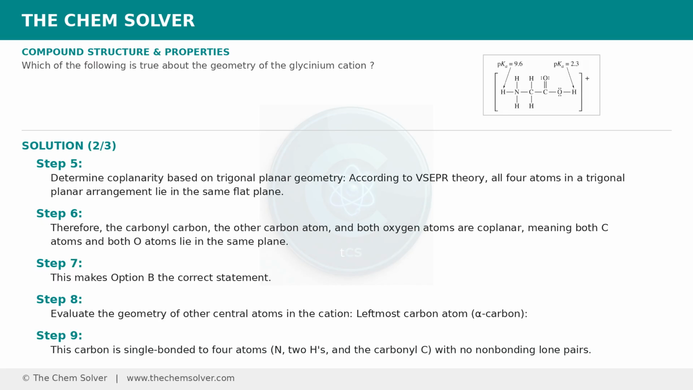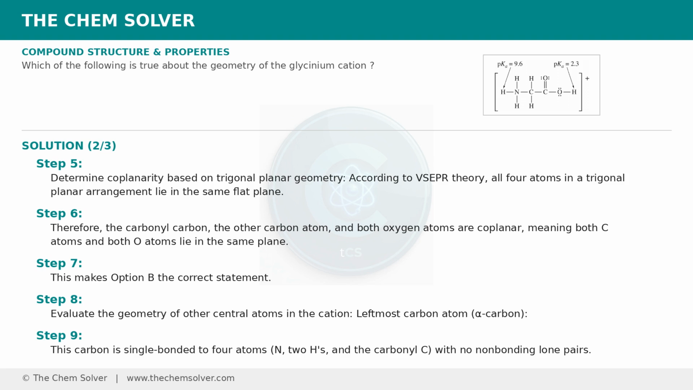Determine coplanarity based on trigonal planar geometry. According to VSEPR theory, all 4 atoms in a trigonal planar arrangement lie in the same flat plane. Therefore, the carbonyl carbon, the other carbon atom, and both oxygen atoms are coplanar, meaning both C atoms and both O atoms lie in the same plane. This makes option B the correct statement.